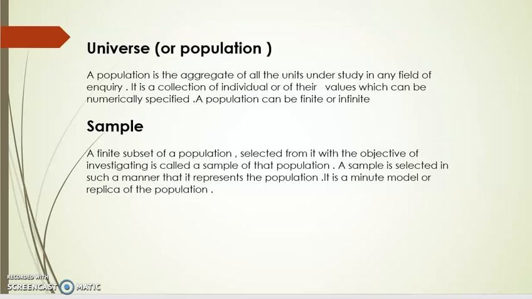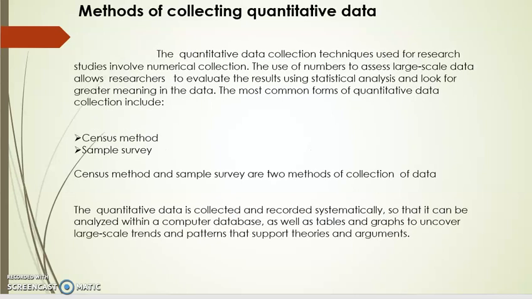Universe. When we say population, a collection of people is what we call the universe or population. Population is the aggregate of all the units under the study in any field of inquiry. Sample. The sample taken from the population with the aim of investigating its properties is called the sample of the population. The sample taken from the population represents that population.